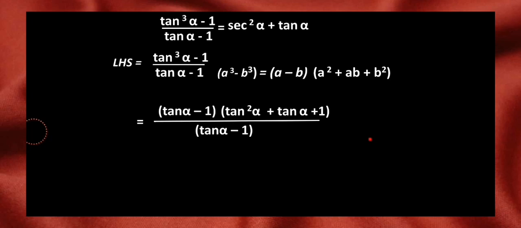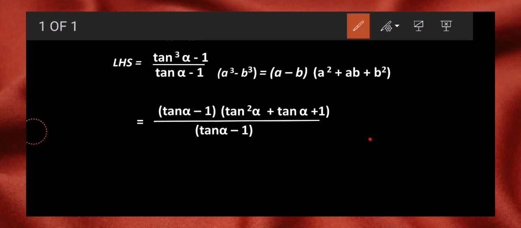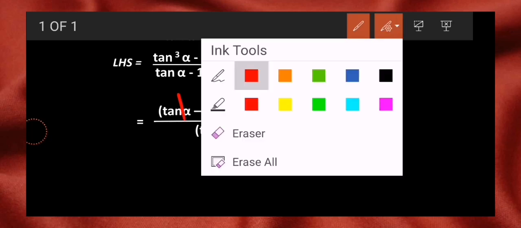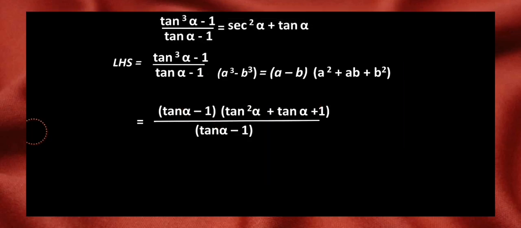Okay, now observe the numerator and denominator. You can say that this tan alpha minus 1 and tan alpha minus 1 can be cancelled out. And this tan square alpha plus 1 is nothing but the famous basic identity of trigonometry, correct? 1 plus tan square alpha equals sec square alpha, and that's it. We got two clues.